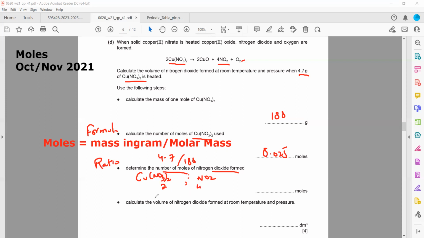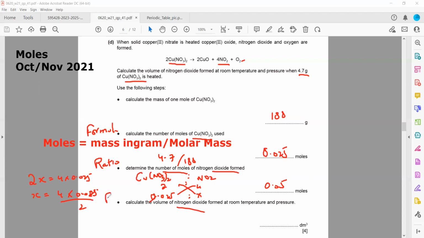So if 2:4 and this is 0.025, then this will be X. Cross multiply. What's the answer? It will be twice, or double, of 0.025. So it will be 0.05, because 2X equals 4 into 0.025, so 0.025 divided by 2 and multiplied by 4. So we'll get 0.05, the double. Then calculate the volume. We need the volume.